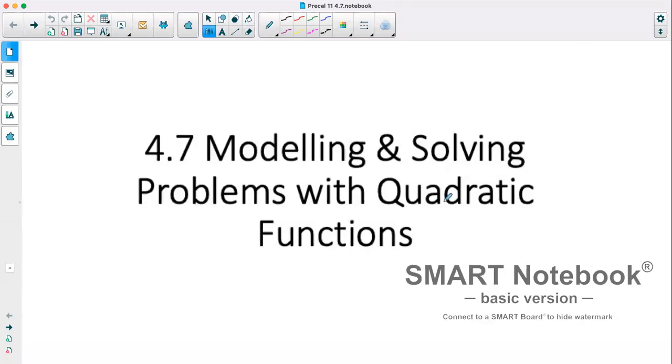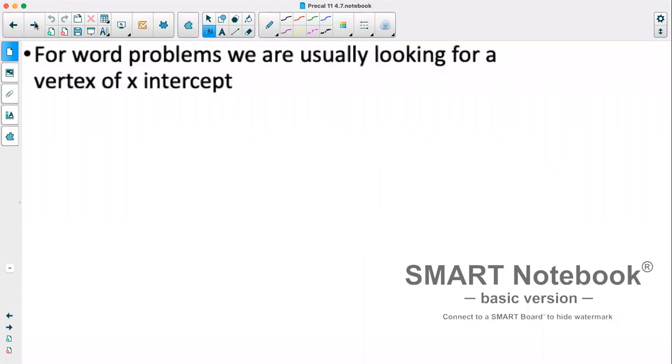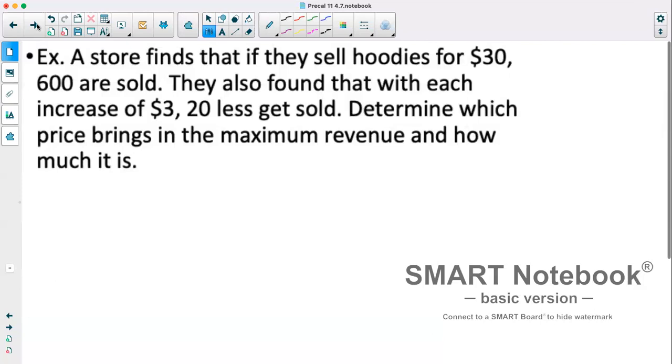Hi, today we're going over section 4.7, which is modeling and solving problems with quadratic functions. Now, for word problems, we're usually looking for a vertex or an x-intercept. Most commonly, though, it will be the vertex because we'll usually be looking for a maximum or minimum value.